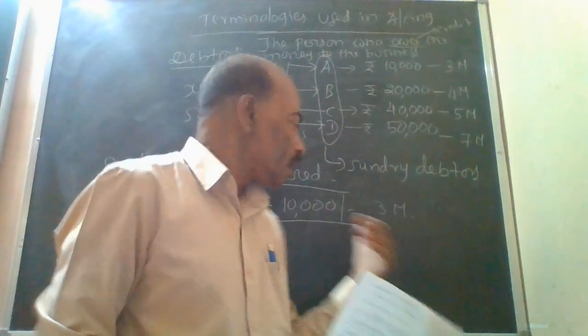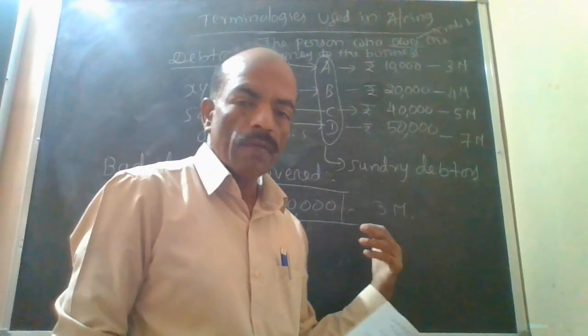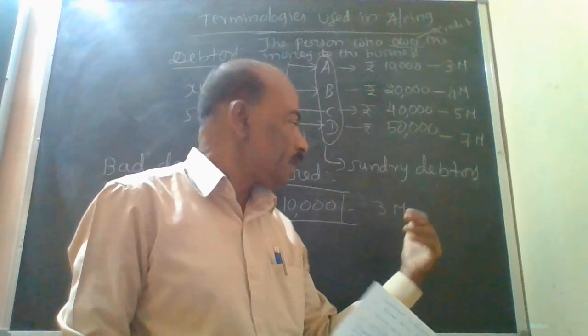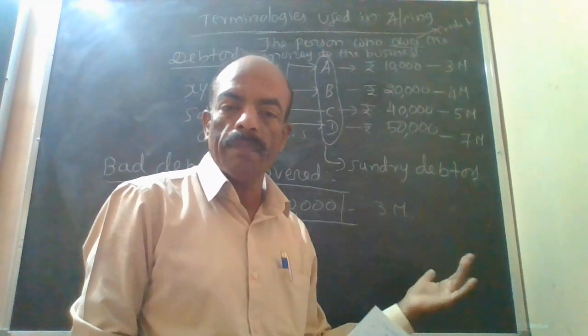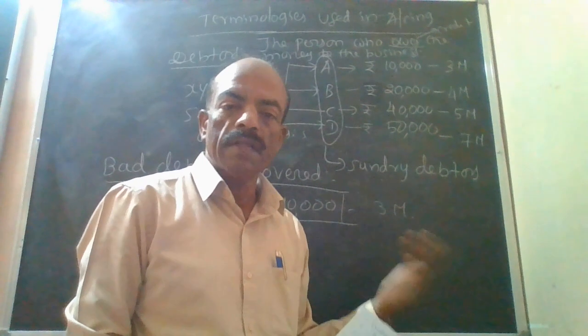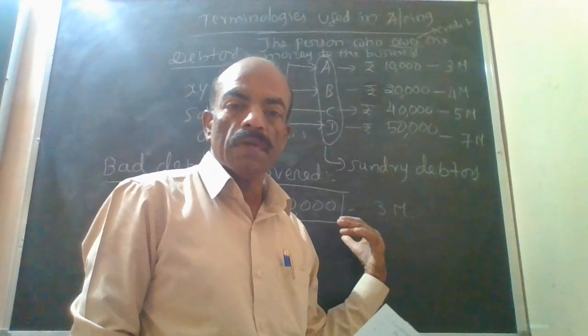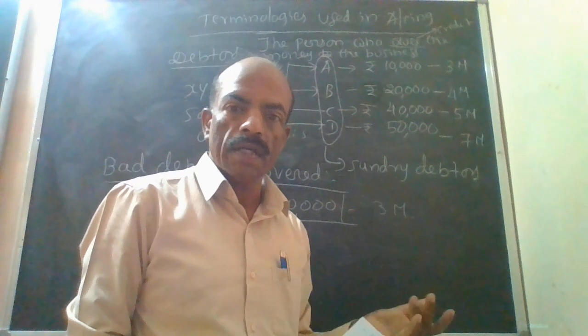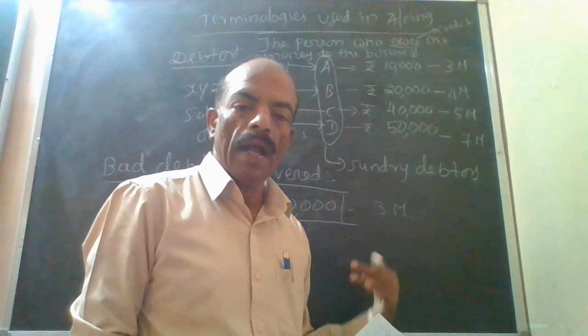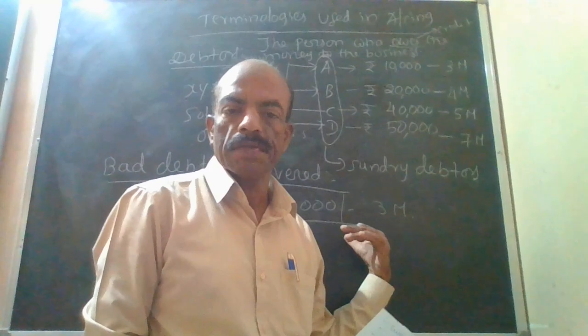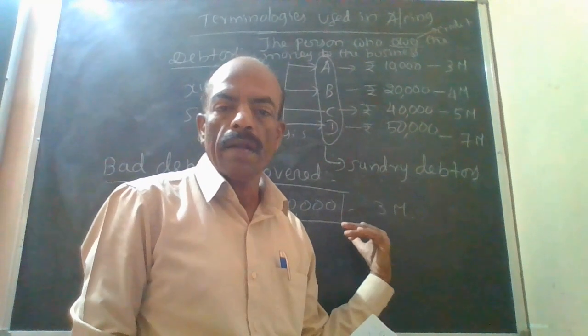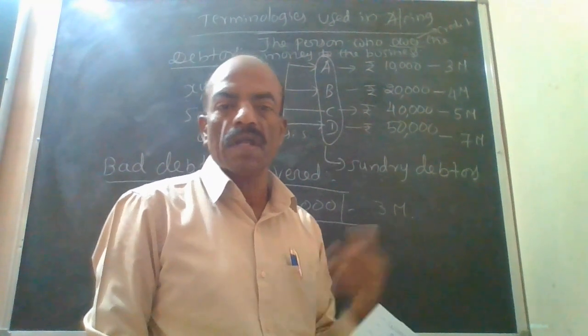So in this case, we sold goods to Mr. A for 10,000. He said after 3 months he will make the payment, but he didn't pay for 1 year or 2 years. At that time, we considered A as a bad debt. But after 5 years or 10 years, he will come to India and he will pay the amount 10,000. So that is called bad debts recovered.